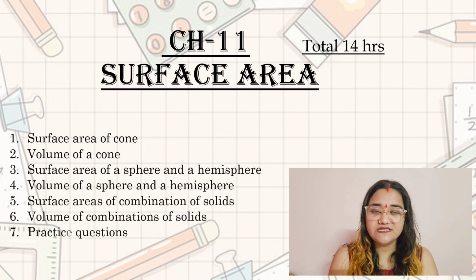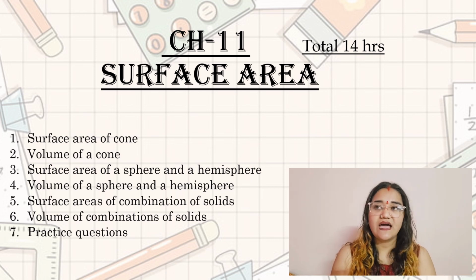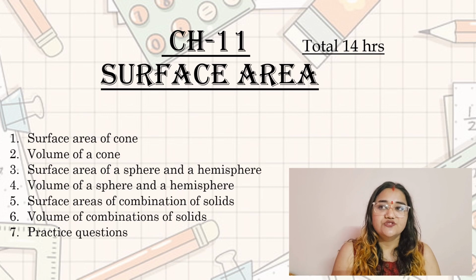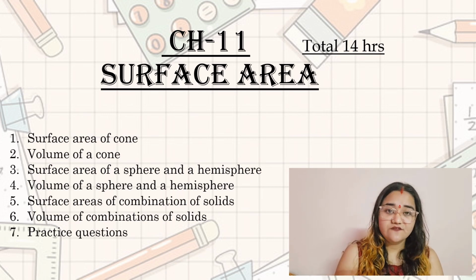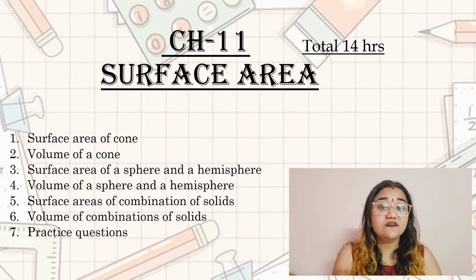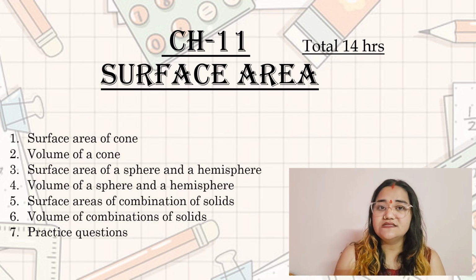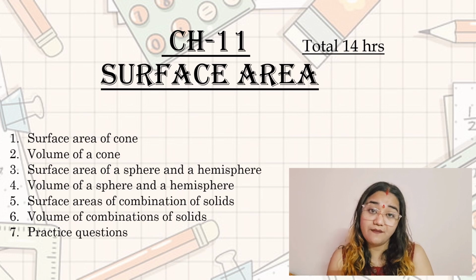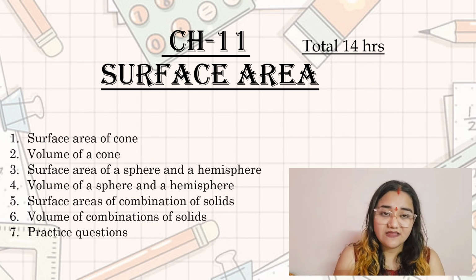Chapter number 11 is surface area and volumes. I have included a topic of class 10th as well. So in this we are going to learn about surface area and volume of a cone, surface area and volume of a sphere and a hemisphere, and then we are going to learn about surface area and volume of combination of solids. Combination of solids is if we put a cone over a sphere, if we put a cone over a hemisphere, and so on like that.